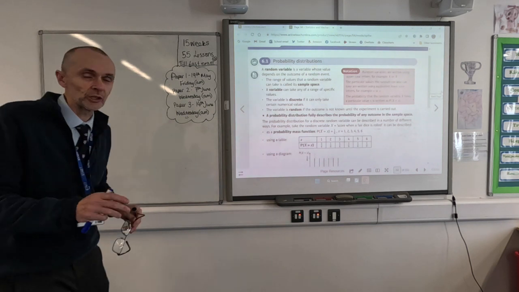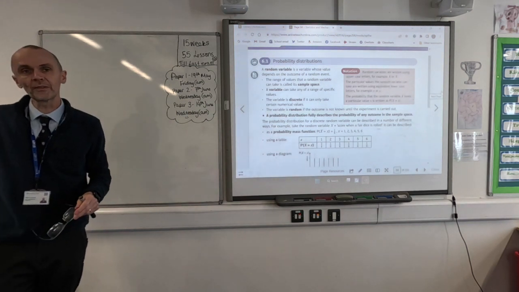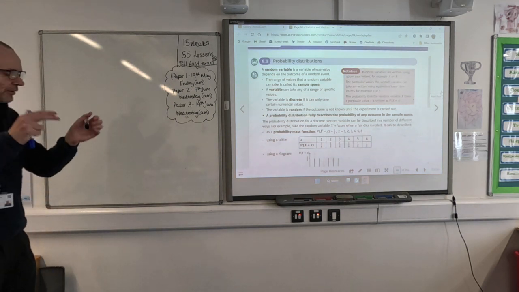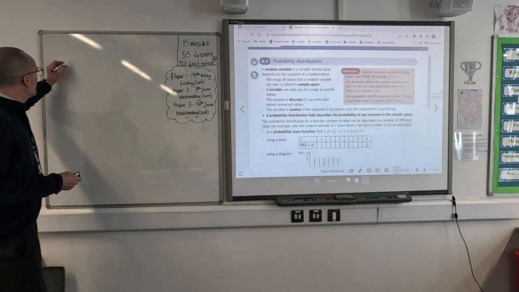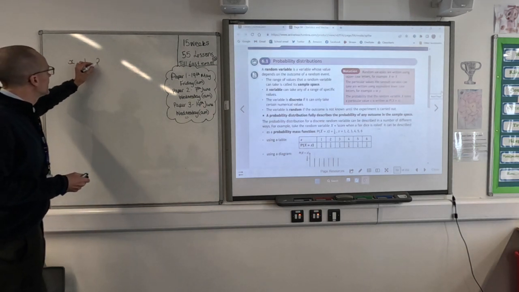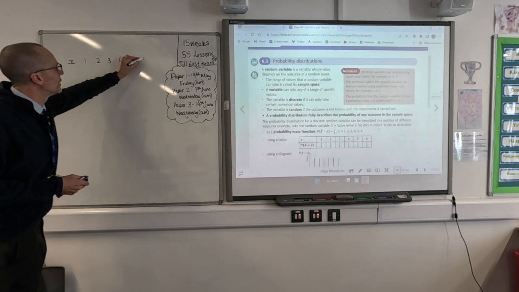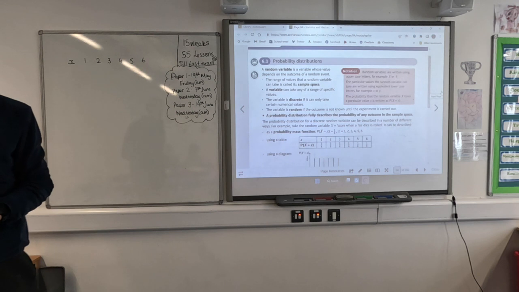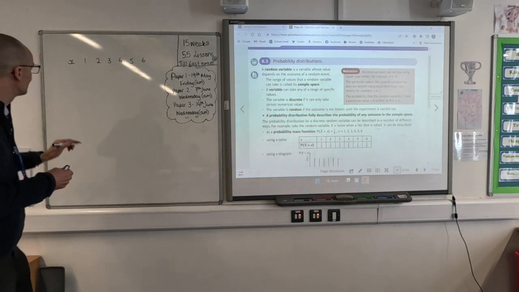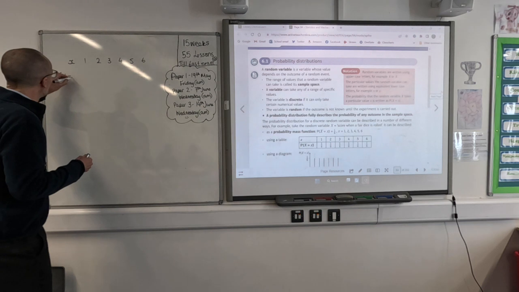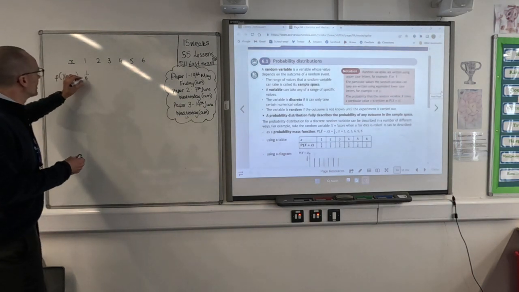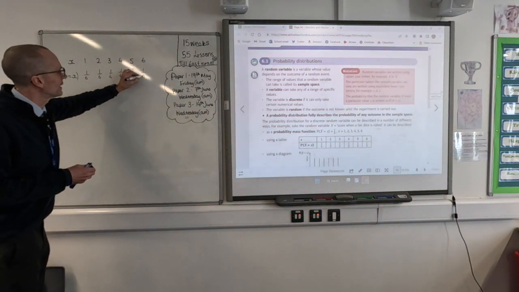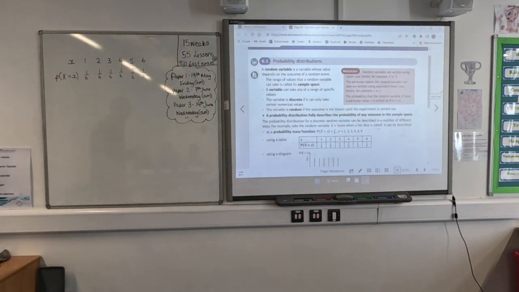A probability distribution is a pompous way of just listing out all the different outcomes of an event and the associated probabilities. So the most obvious example would be, when you roll a dice, it can be a 1, a 2, a 3, a 4, a 5, or a 6. So I'm going to roll the dice once, and I'm going to call my score capital X. So the probability that capital X equals 1 is 1/6, 1/6, 1/6, 1/6, 1/6, and 1/6. That is a probability distribution.